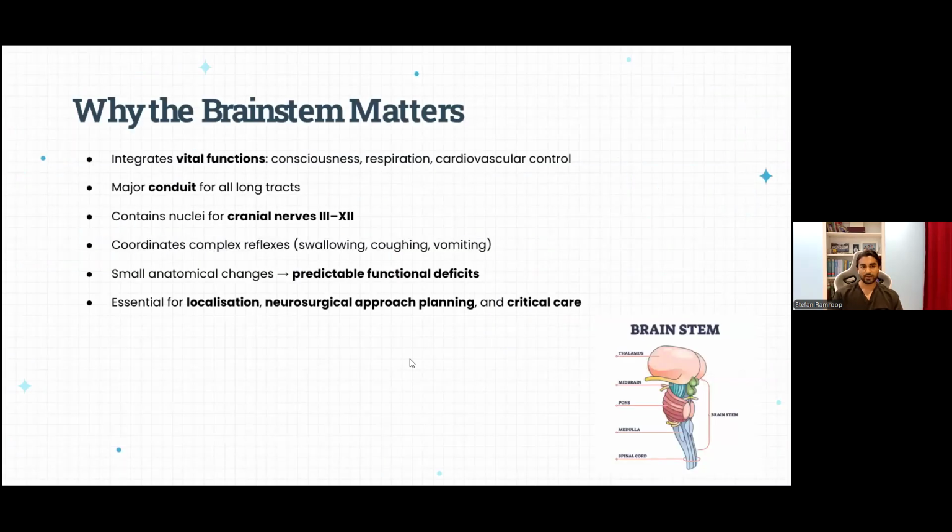So, why does the brainstem matter? It's clinically important because it integrates the fundamental systems required for life: consciousness via the reticular activating system, respiratory rhythm generation, and cardiovascular tone. It also serves as the central conduit for every major ascending and descending pathway, which is why focal lesions produce highly patterned deficits. In addition, it contains the nuclei of cranial nerves 3 through 12 and coordinates several complex reflexes, such as swallowing, coughing, and vomiting. Because the anatomy is compact, small lesions can generate distinct clinical patterns, making the brainstem a rewarding region for precise neurological localization.